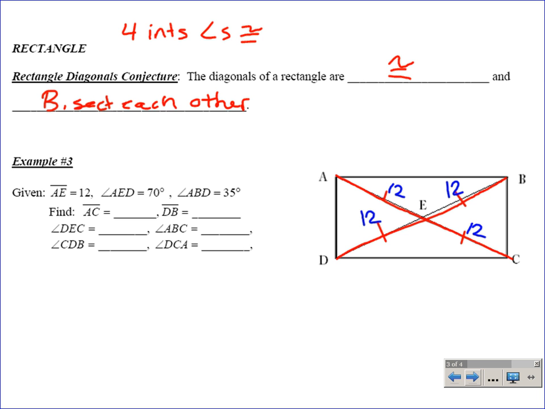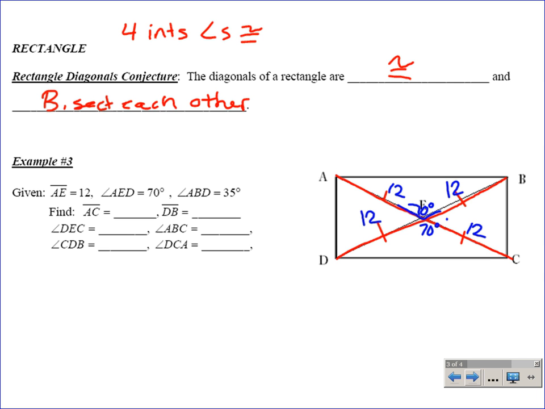Let's see, angle AED is 70 degrees. What else is 70 degrees? DEC is also 70 degrees. Why? Vertical angles, you see it actually forms an X for vertical angles. Nice job. What would this angle right here be? Angle BEC.